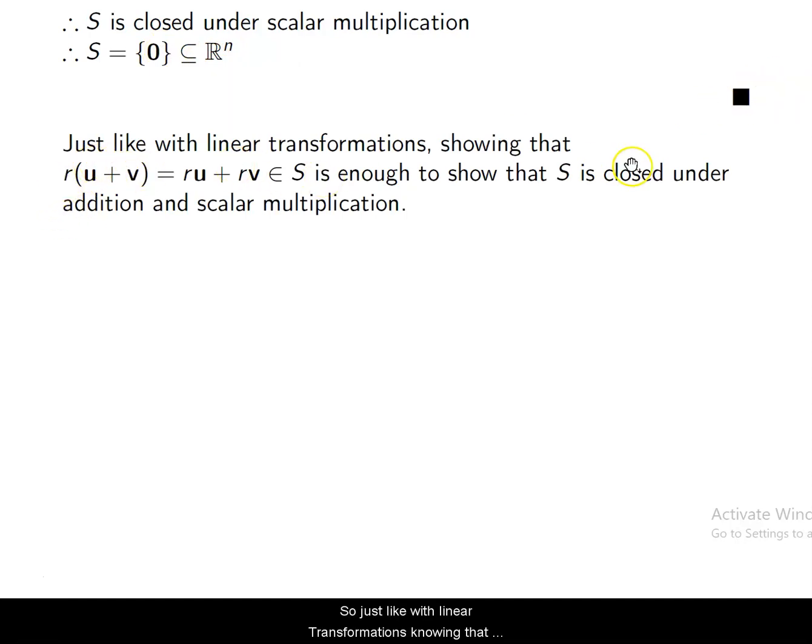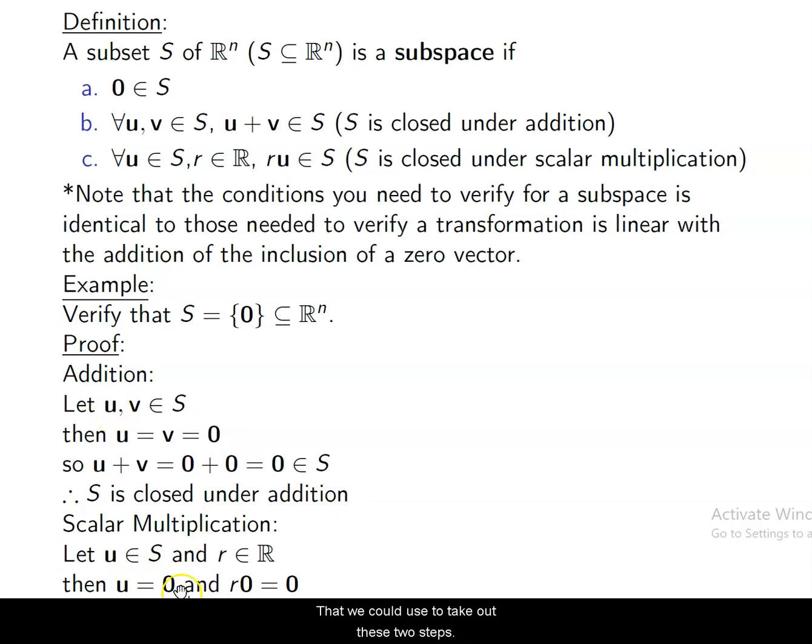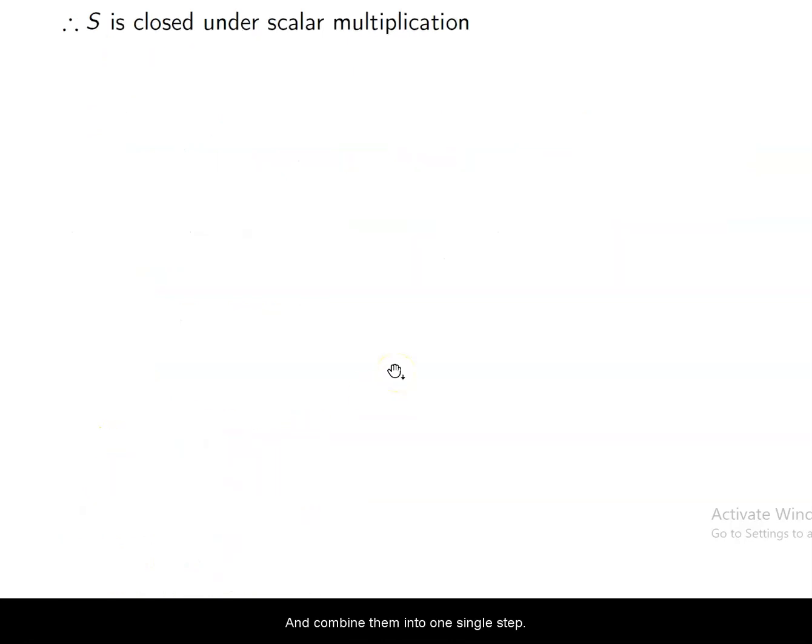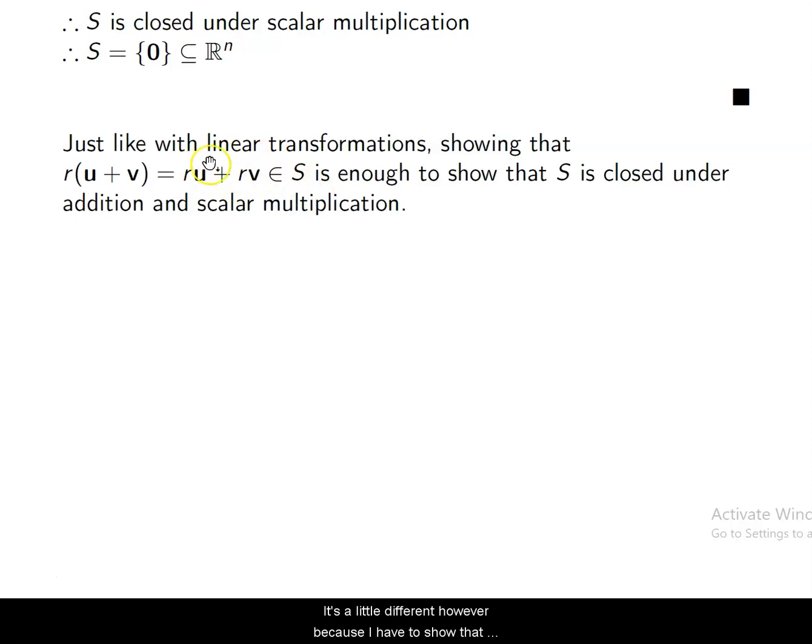So just like with linear transformations, showing that R times U plus V equals the distribution of the scalar across the addition, RU plus RV, being in S, is enough to show that S is closed under addition and scalar multiplication. So what that means is I would have to show that this is in S and that this result is also in S. So just like for the linear transformations, this is another shortcut that we could use to take out these two steps and combine them into one single step. It's a little different, however, because I have to show that this is in S and that this is in S also. They both have to be things in S.